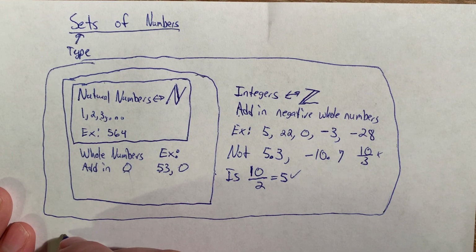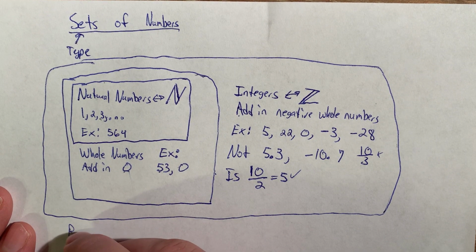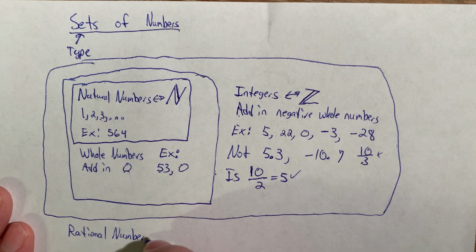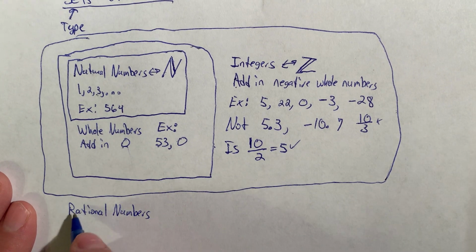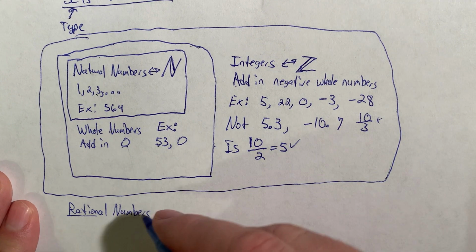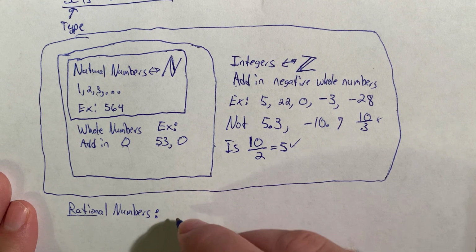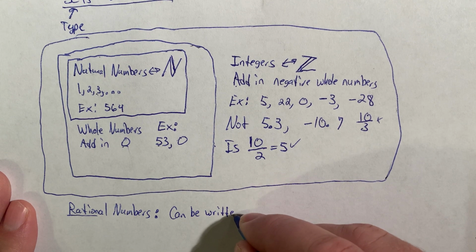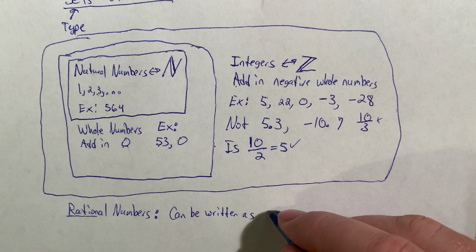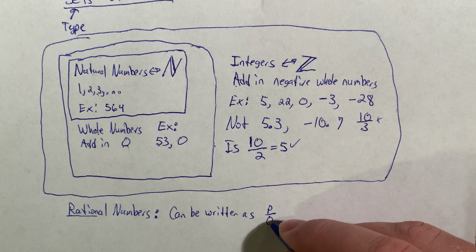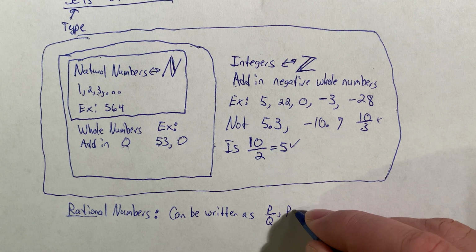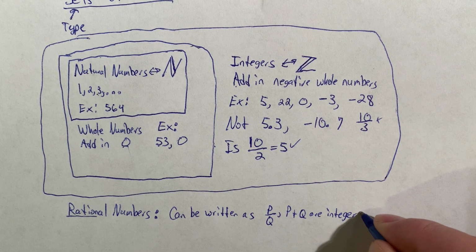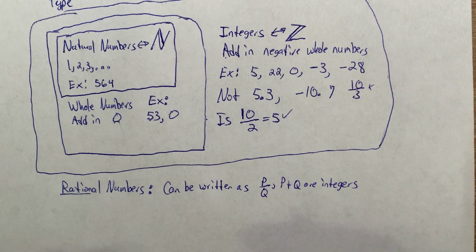Okay? Our next set is going to be rational numbers. This word comes from the word ratio, and it's all numbers that can be written as P over Q, where P and Q are integers. So if you can make a number by dividing two integers, it's called a rational number.